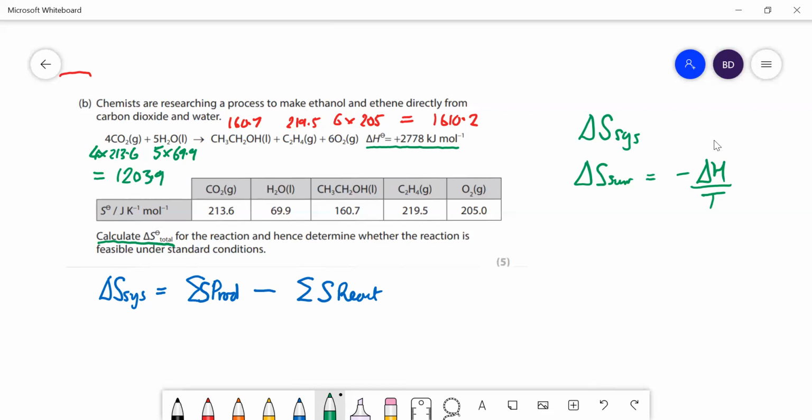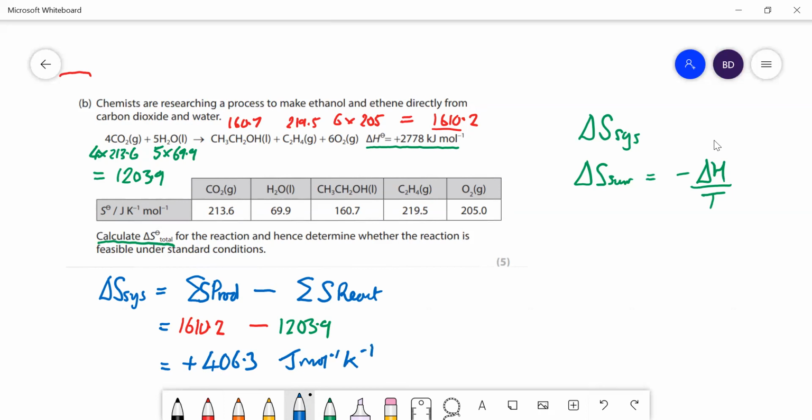Let's put the numbers into this equation then. So we get the products, 1610.2, minus that for the reactants, 1203.9. That gives us 406.3, and it's positive, plus 406.3. Don't forget that's in joules per mole per Kelvin.